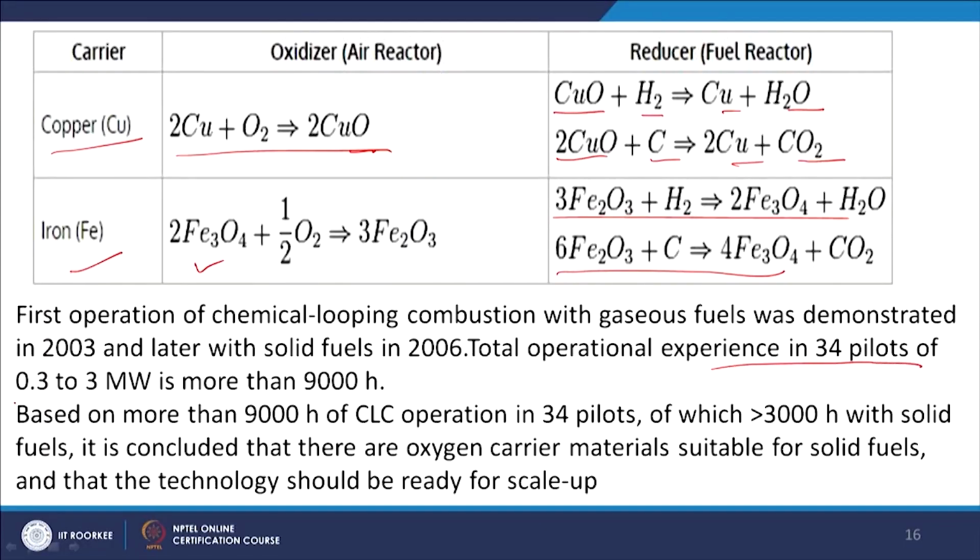So, this chemical looping system is not yet commercialized on a bigger scale, but demonstration has taken place, and in total we see 34 pilots of 0.3 to 3 megawatt have run for more than 9,000 hours. This is the technology which was demonstrated in 2003, initially with gas fuels, and later with solid fuels in 2006. From this data on the demonstration plants, it is very clear that this can be used on a commercial scale for the conversion of coal.